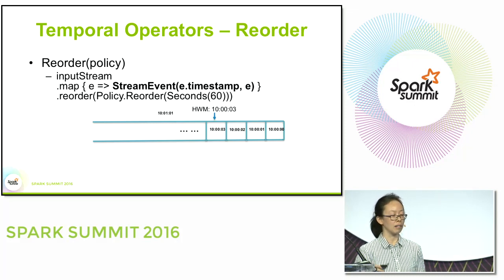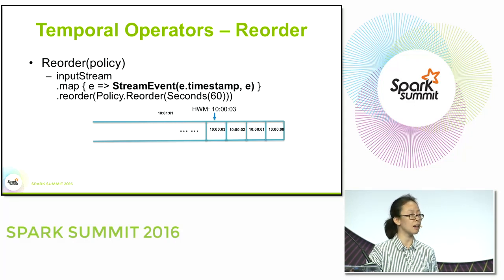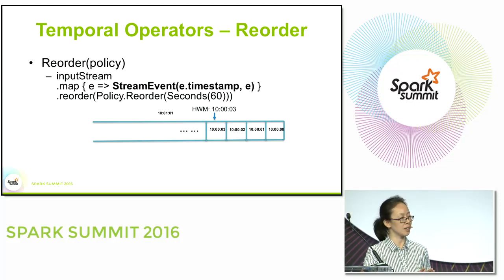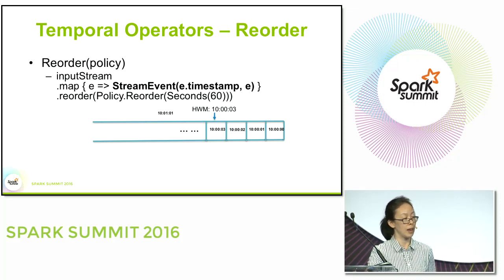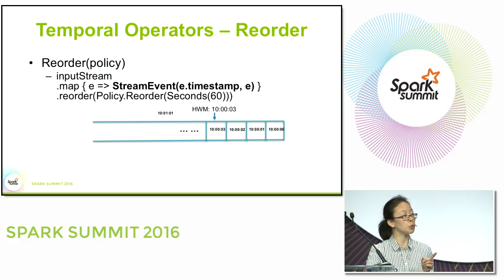This will go on until we get a new event with 10 o'clock, 1 minute and 1 second. What can we do with this event? In addition to putting this event into the reorder buffer, we can actually output events from the reorder buffer too. Why? Because we want to guarantee that the output from the reorder operator will be ordered on the application time.